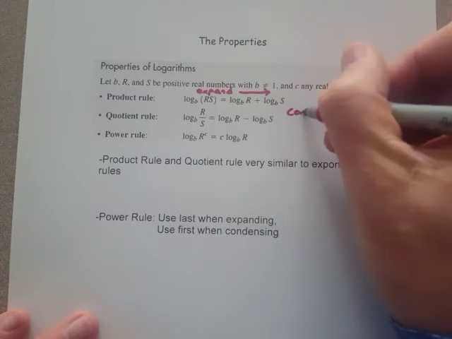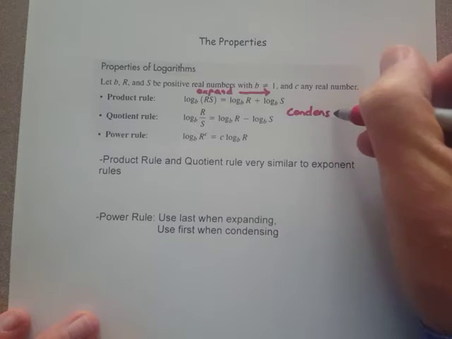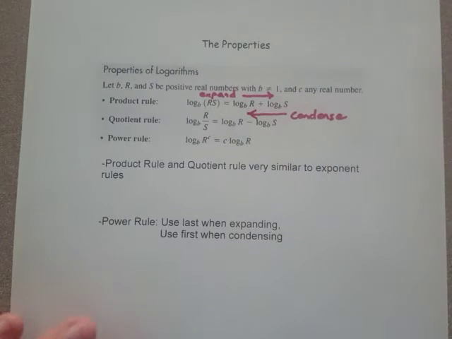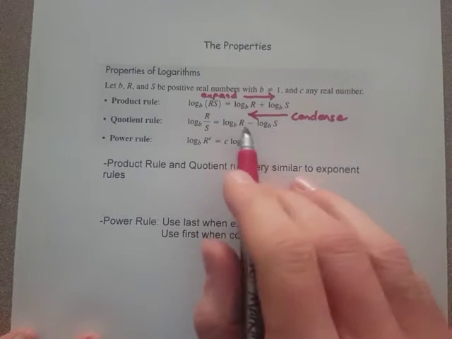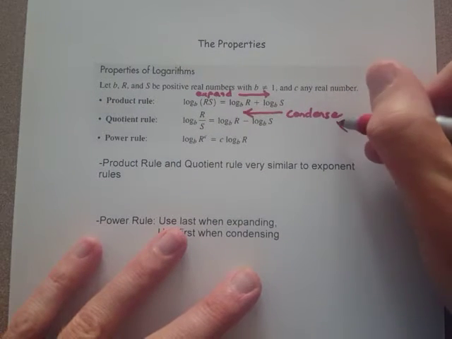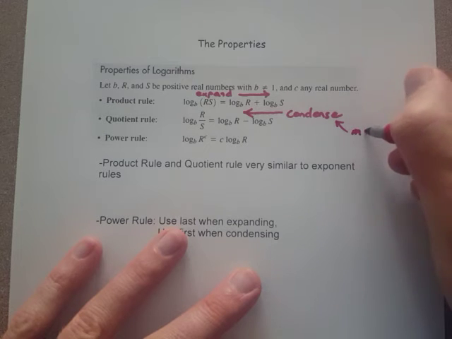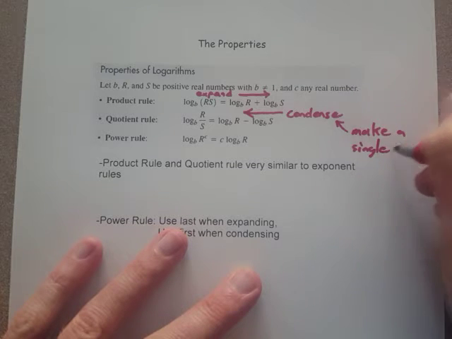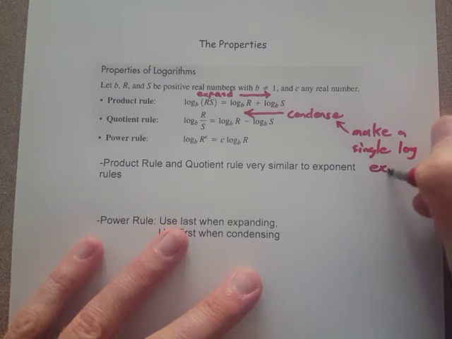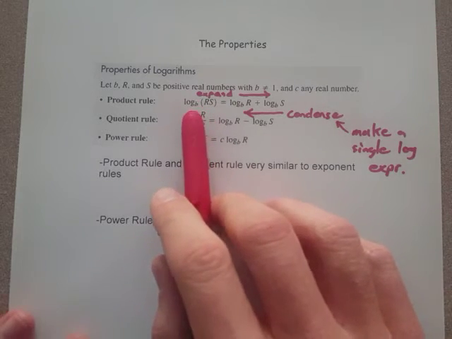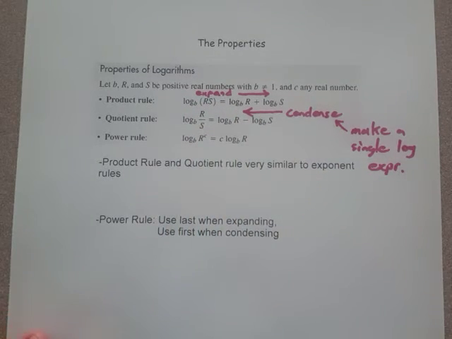So condensing will be the exact opposite of the way that you see these properties today. Condensing is moving that way with the properties. If we started off with this, we could condense it to this. Also, condensing is when we make a single log expression. Expanding is just the opposite. We're going to take a single log expression and expand it to multiple log expressions.